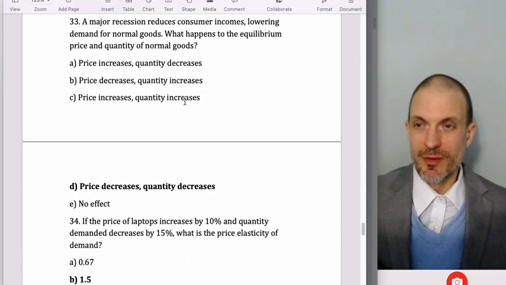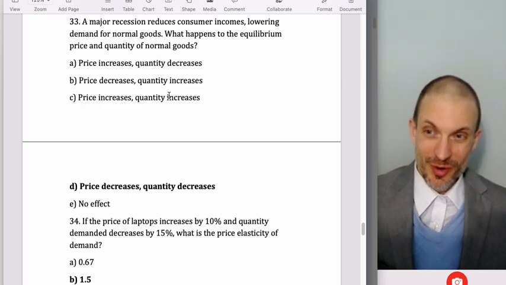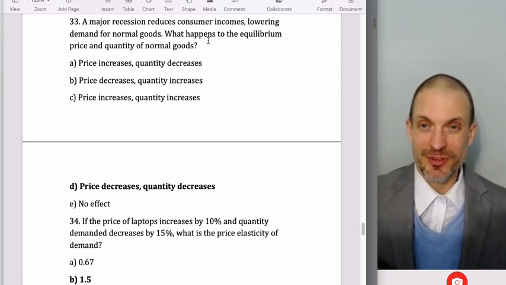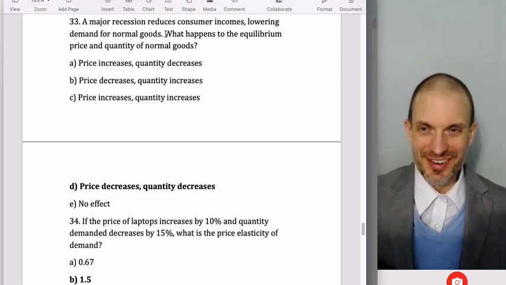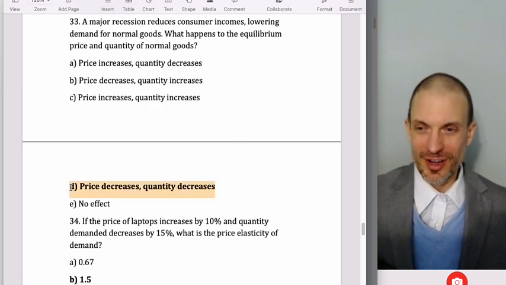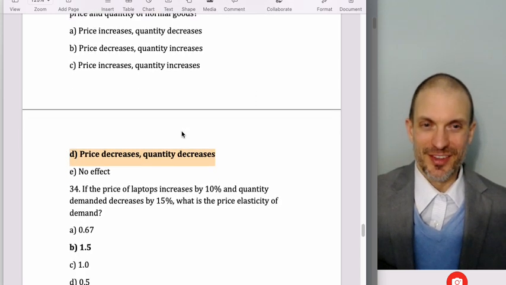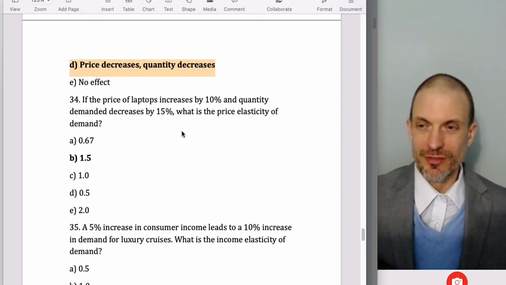33. A major recession reduces consumer incomes, lowering demand for normal goods. What happens to the equilibrium price and quantity? Basically what this is saying is we're dealing with a normal good. We get a decrease in income, so it's going to be a leftward shift of demand. That's like consumers losing interest as income drops. Price is going to fall for sure. Quantity is going to fall.